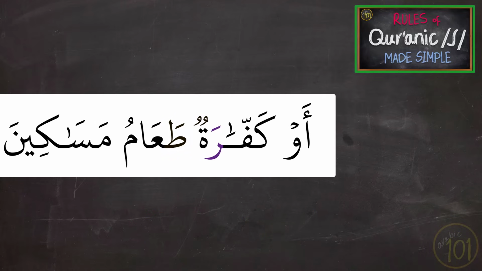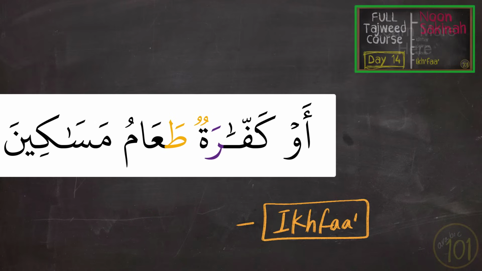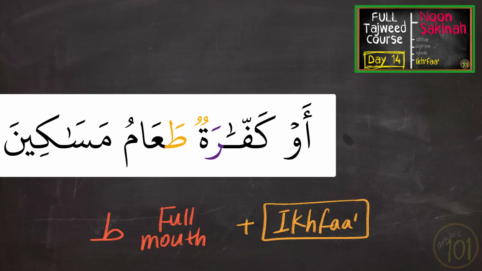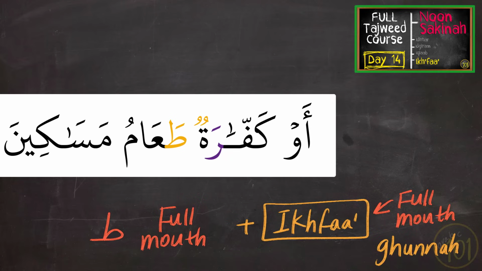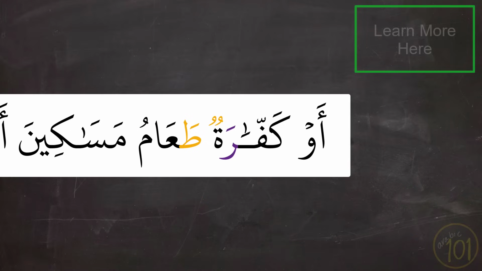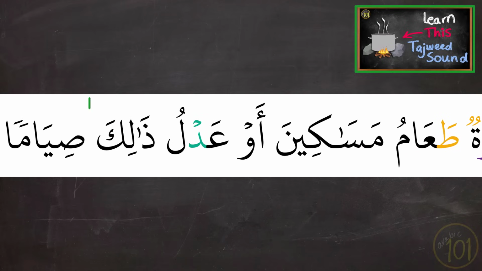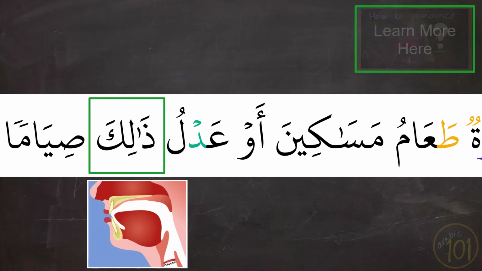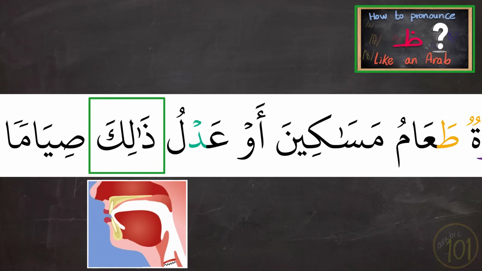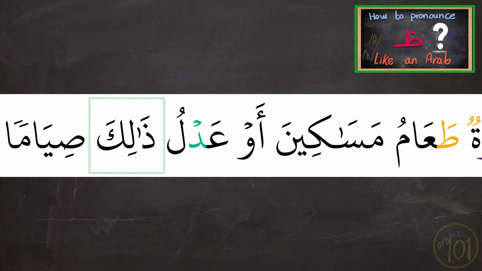And at the end of it there is also إخفاء with غنة. The غنة here is full mouth because the letter that comes after it is ta, which is a full mouth letter. So in order to merge them properly, you have to make the غنة also in full mouth. That's why we say كفارة طعام. Then we have the word adil that also contains qalqala. And then here in this word, remember that the tongue should be between the front teeth and say ذَلِكَ and not ذَلِكَ or ذَلِكَ, because these are two different sounds.